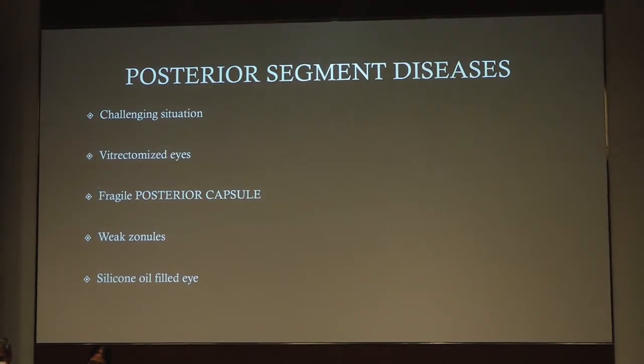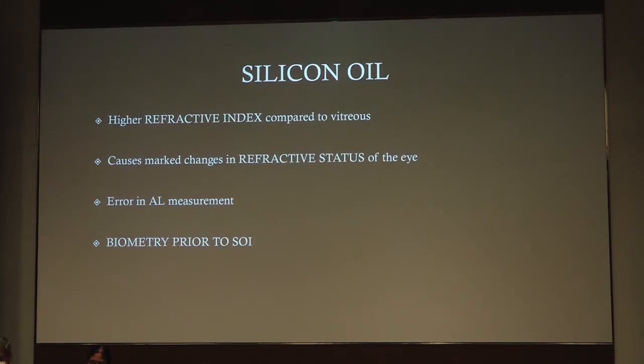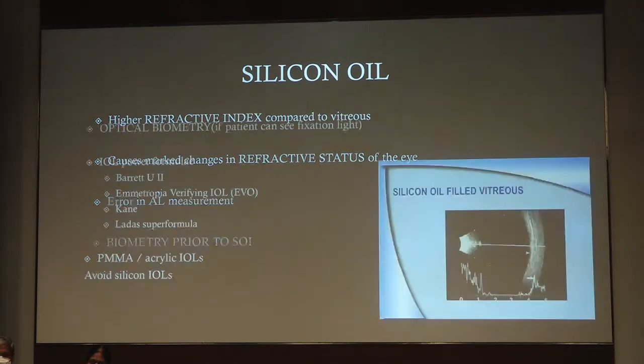Posterior segment situations are again challenging situations. Vitrectomized eyes have a fragile capsule and weak zonules, and silicone oil filled eyes have been discussed by ma'am. Silicone oil in eyes can cause a change in the refractive status of the eye and can lead to errors in the axial length measurement. So there are several options, like do the biometry before the silicone oil insertion, or do it after the removal of the silicone oil, or do it in the other eye. These are a few of the options.